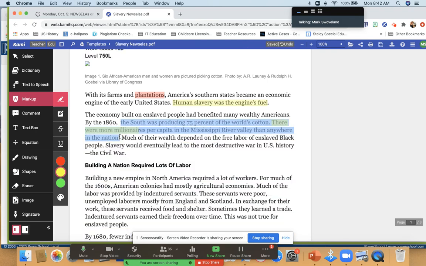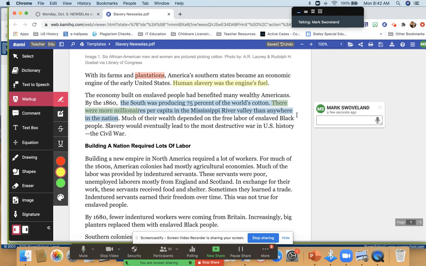Okay, so I think this is a pretty important thing right here, right? I'm going to say both this: the South was producing 75% of the world's cotton, and there were more millionaires per capita in the Mississippi River Valley than anywhere in the nation. So remember, when we're going to take a note, you can go ahead and click on it, and then click that little comment section. And then let's take a note. So the South is producing most of the world's cotton. And many people are becoming very wealthy because of this, right?